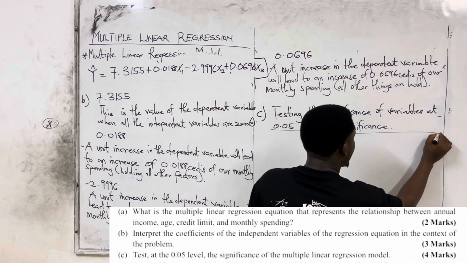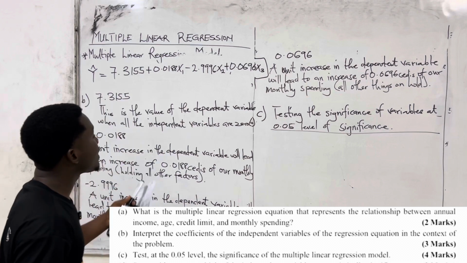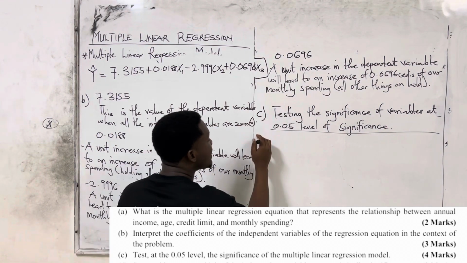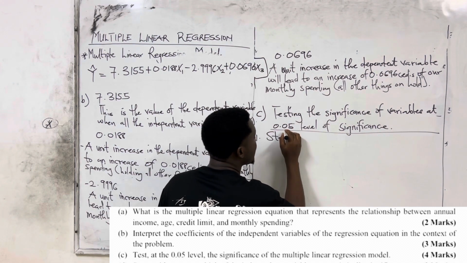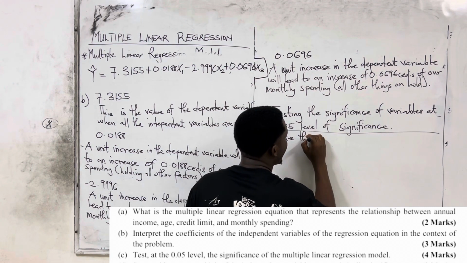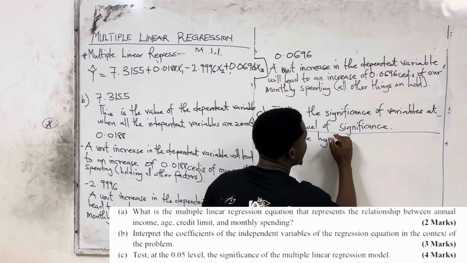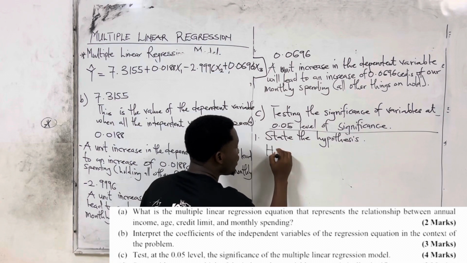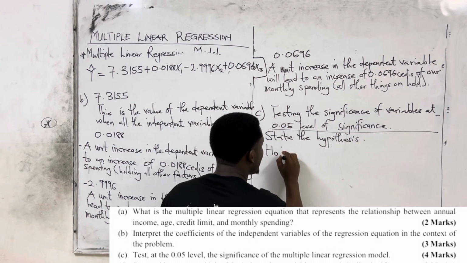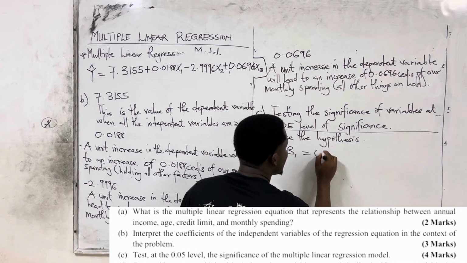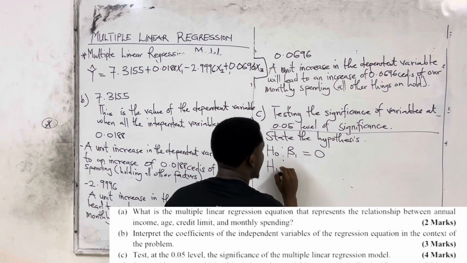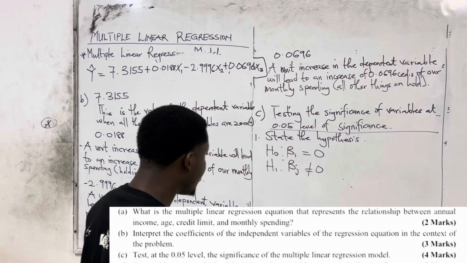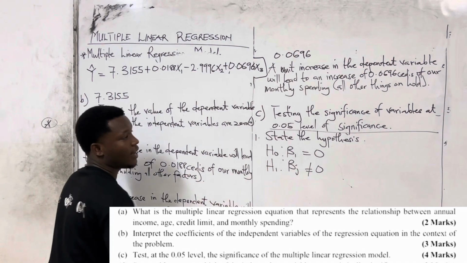So this is what we are coming to test for. We are coming to test whether the model is significant or is not significant. So the first thing that we have to do is to state our hypothesis. So our first thing that we need to do is to write our hypothesis, which is H0: beta equal to 0, and then we have H1: beta is not equal to 0. So we have stated our hypothesis.